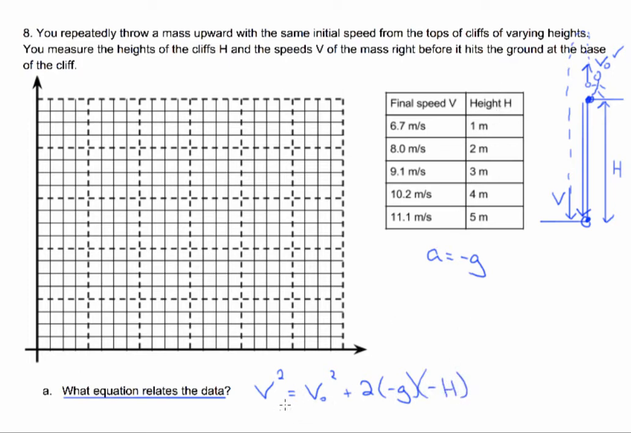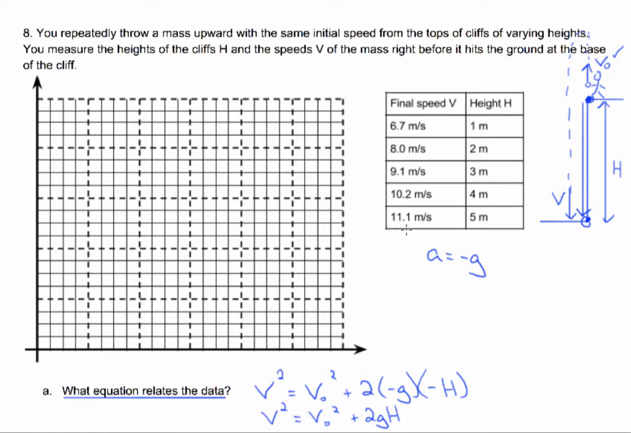So if I simplify this a little bit, I can just say that v final squared equals v initial squared, and then the negatives cancel. I just get plus 2 times the acceleration due to gravity times the height of the cliff that I threw it off of. This is the equation that relates all our data in a way that lets us find what we want to find.